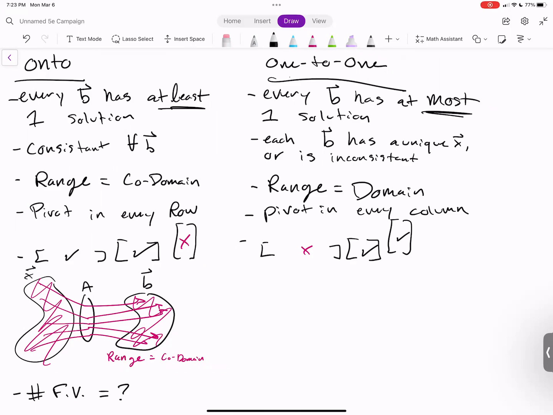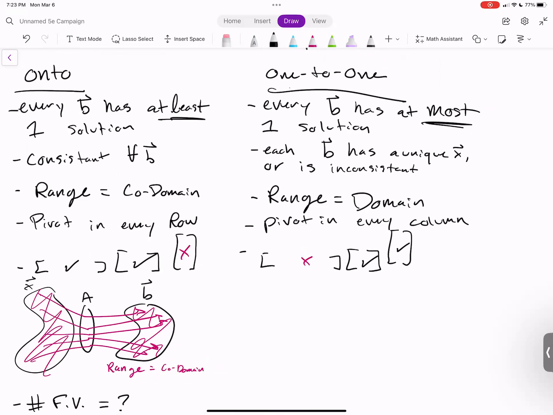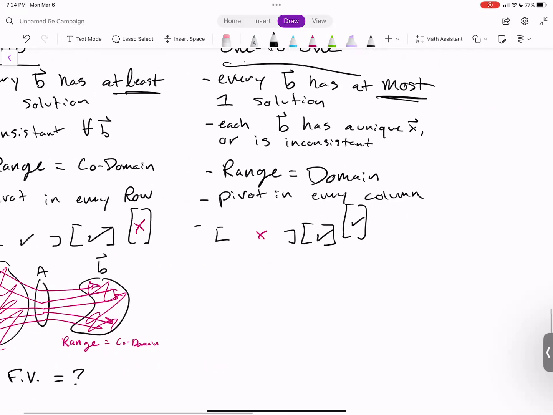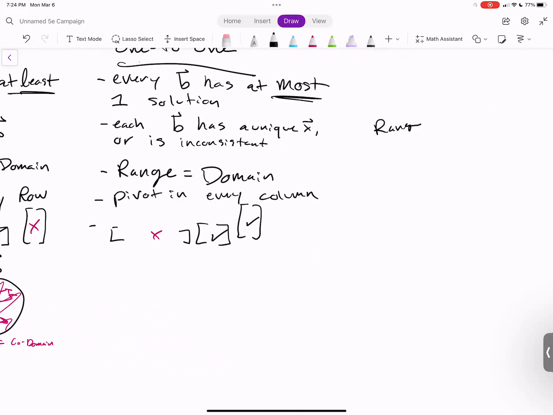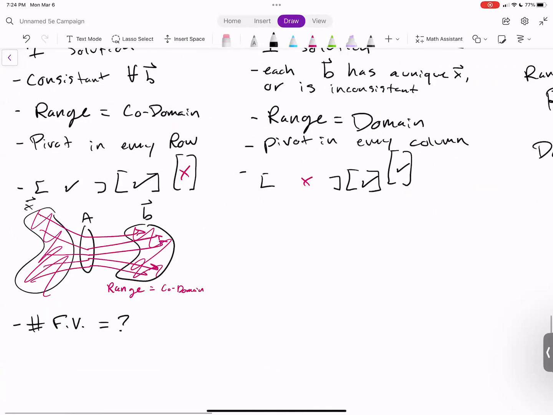How does range put that in again? Range equals domain because we have a pivot in every. I didn't get there yet, did I? Oh, I did. Pivot in every column. Yeah, we pivot in every column, right? So what my range looks like, right? It's going to be R to the number of columns in R to the number of rows. Okay, and our number of columns is just our domain, right? In codomain. Okay. It'll make a little bit more sense when I draw this, okay? So what this means.